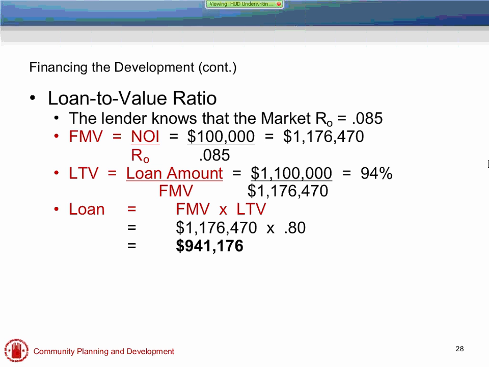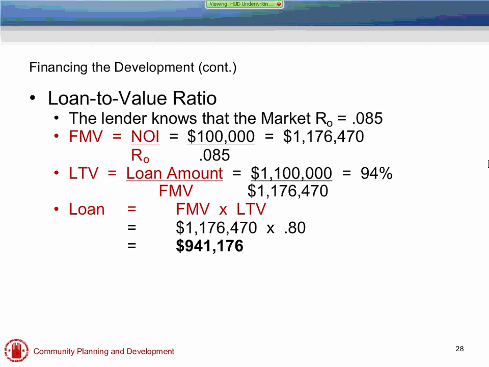In this example, the lender knows that the market cap rate is 0.085. So our fair market value, which we looked at the formula before, is the NOI over the market cap rate, so $100,000 divided by 0.085. So the fair market value for this project is $1,176,470. To determine the loan-to-value, the loan amount that we're requesting, again, is $1.1 million. Divide that by the fair market value. That's a 94% loan-to-value ratio.